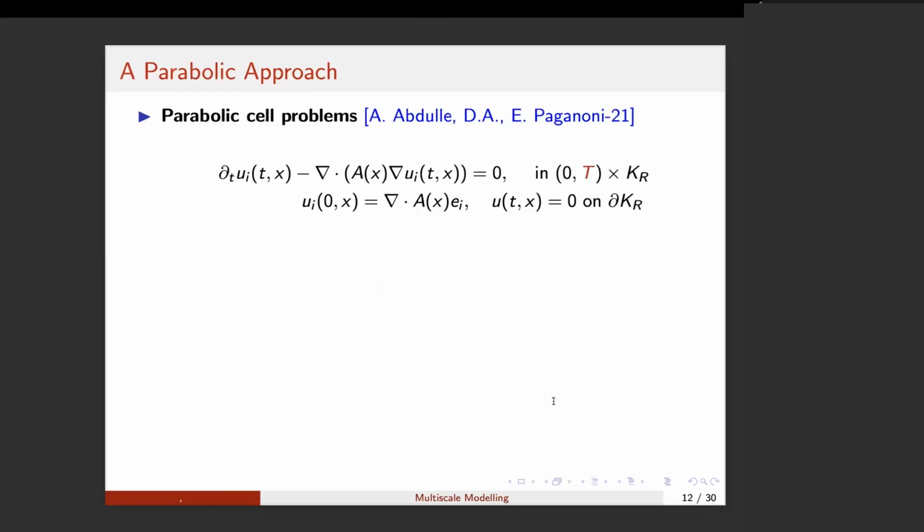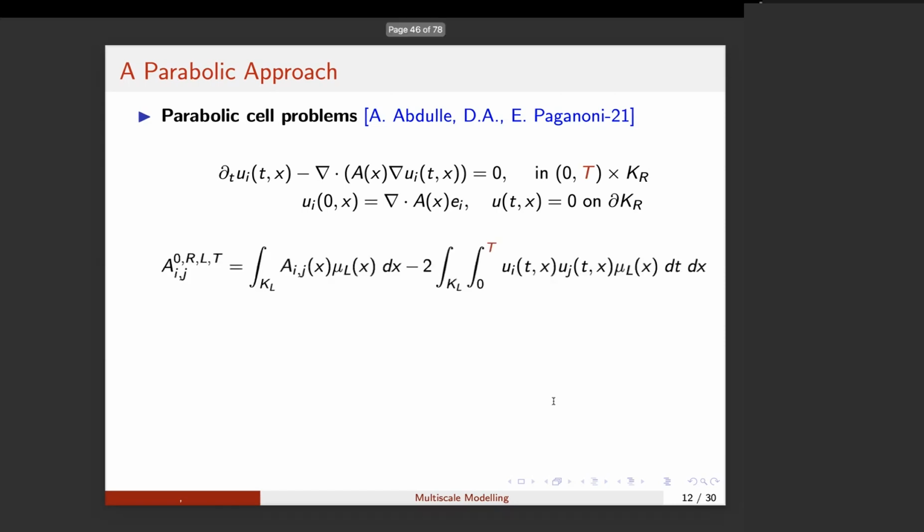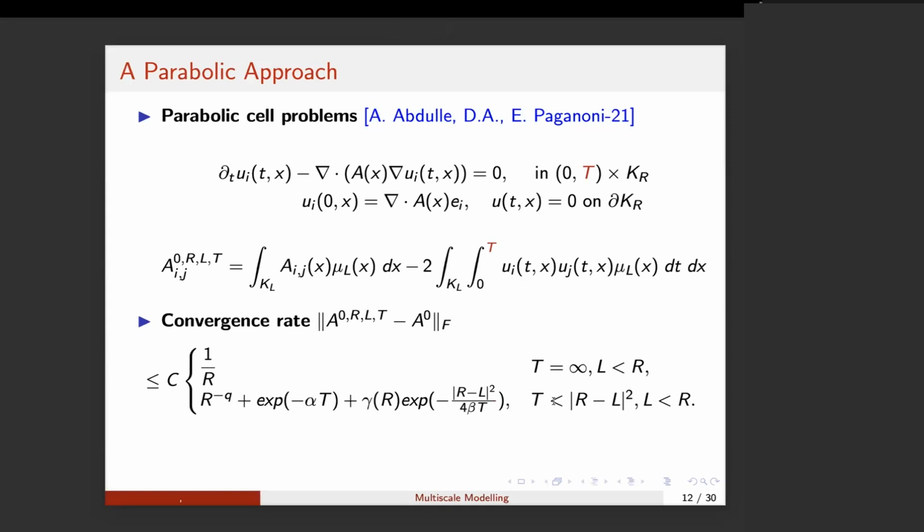And then there comes in 2021 another approach. This is now based on parabolic cell problems. And now instead of a wave approach, we solve a parabolic PDE. And we compute the homogeneous coefficient using a different formula, but still it contains integrals in time and space. And now the convergence rate heavily depends on how we choose the parameter capital T. So capital T is here the final time of the simulation.